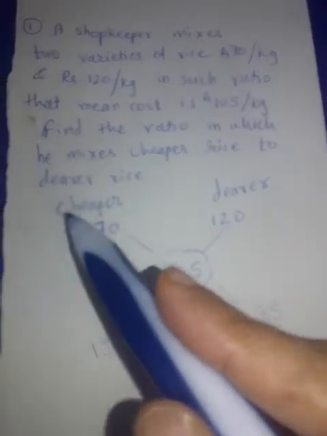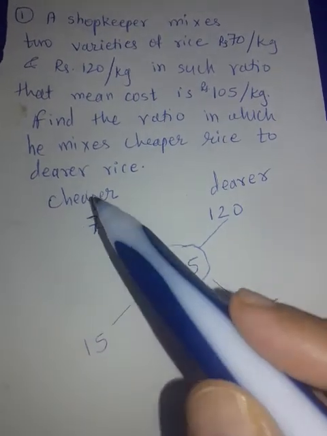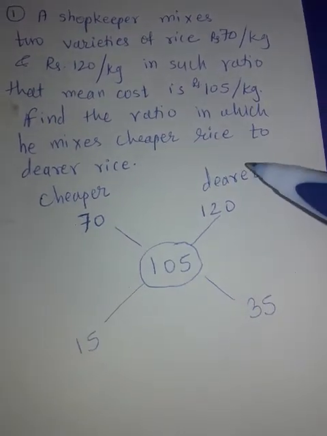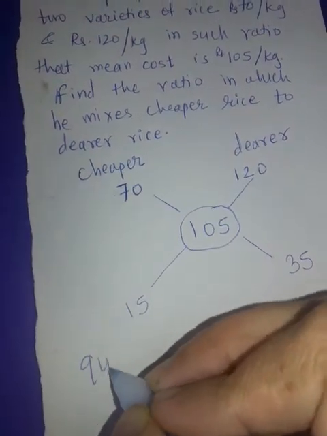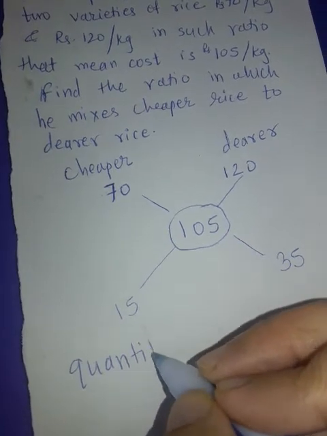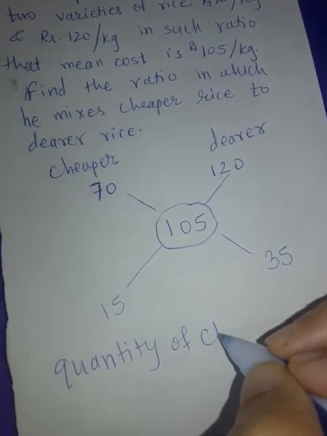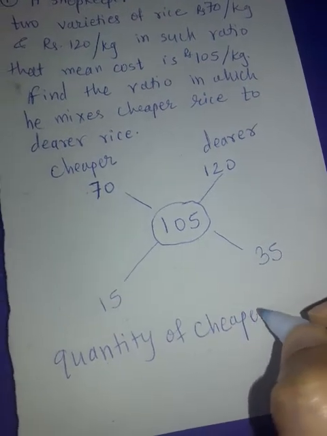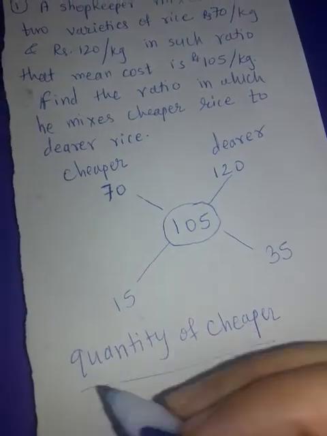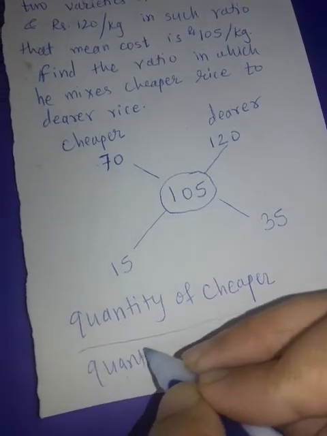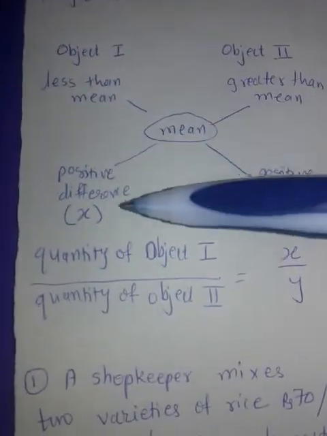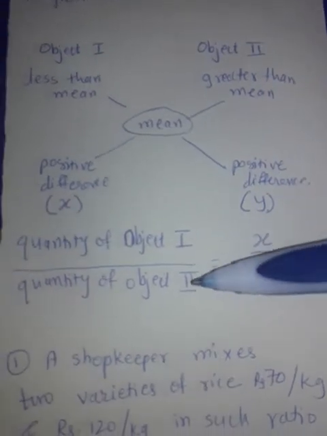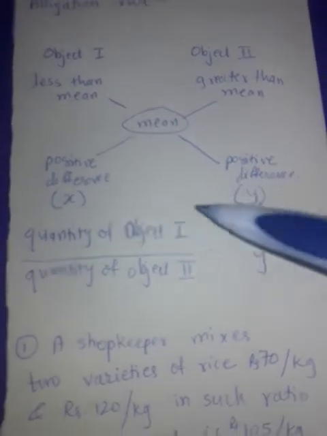Now the value below cheaper, what is it? 15. The value below dearer, what is it? 35. That means quantity of cheaper upon quantity of dearer. That's what I have written here. Quantity of object 1 upon quantity of object 2, that is x upon y.